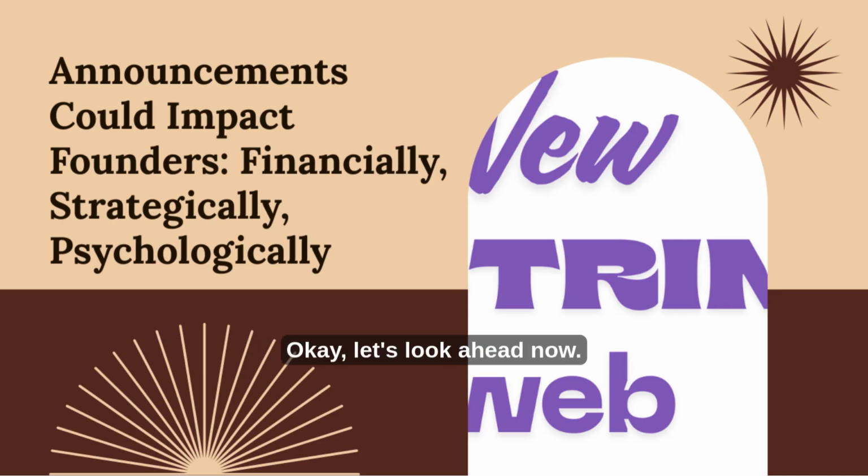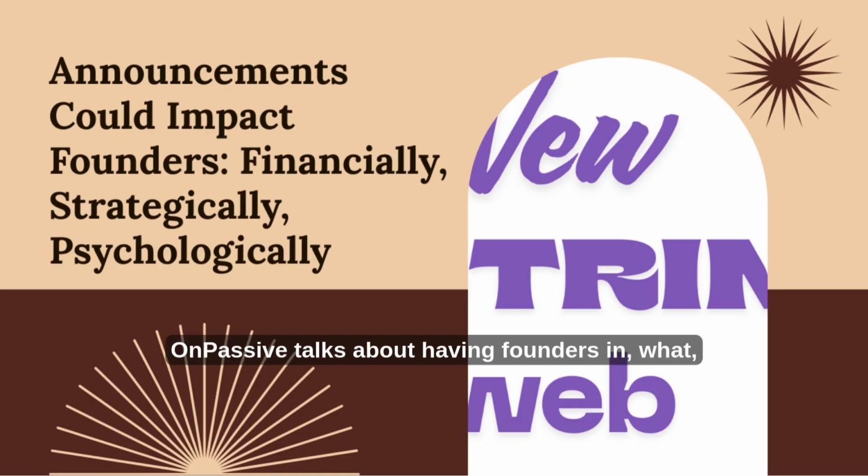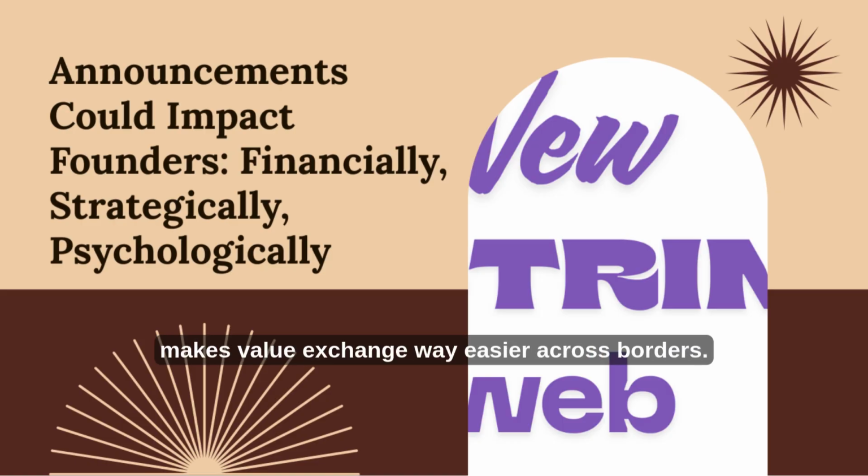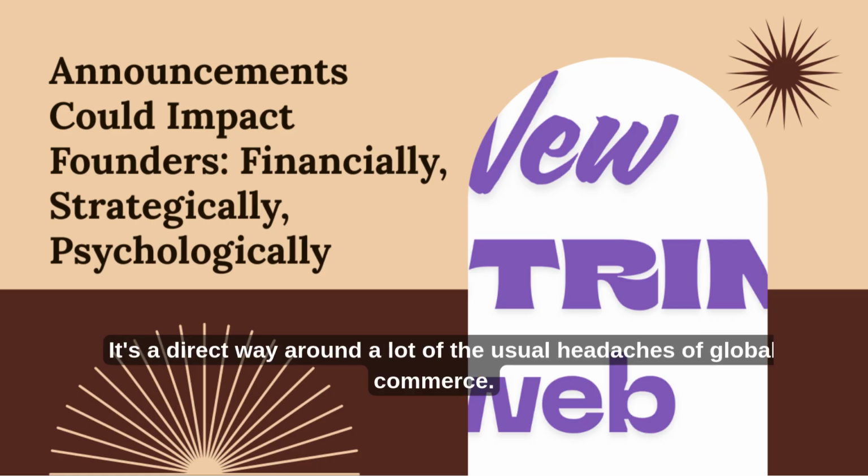Okay, let's look ahead now. OnPassive talks about having founders in over 200 countries. How do credits help them actually manage that kind of global scale? Well, it simplifies things massively. It basically creates one single global currency for all their founders. Doesn't matter if you're in Kenya, India, Canada. Everyone operates with the same credit value. This just cuts out all the currency confusion, makes value exchange way easier across borders. It's a direct way around a lot of the usual headaches of global commerce.